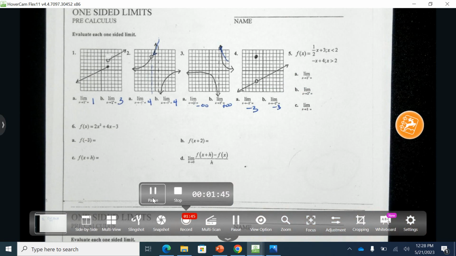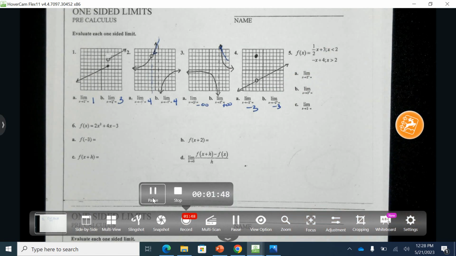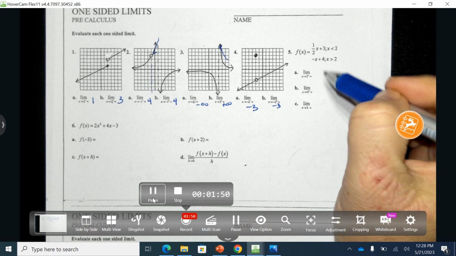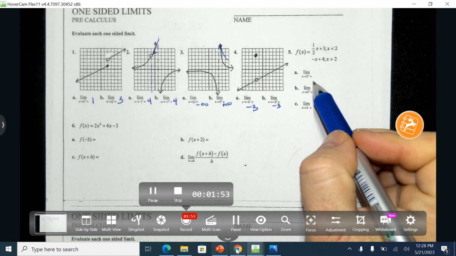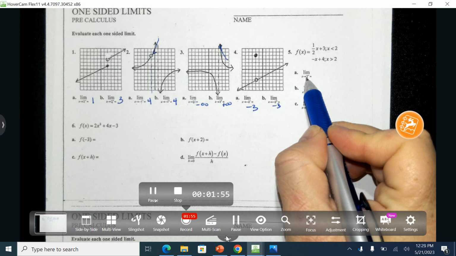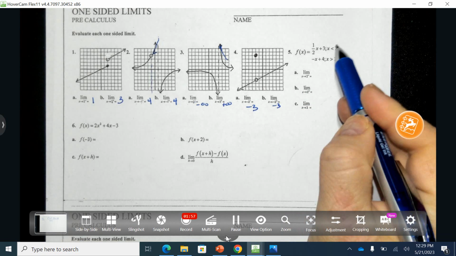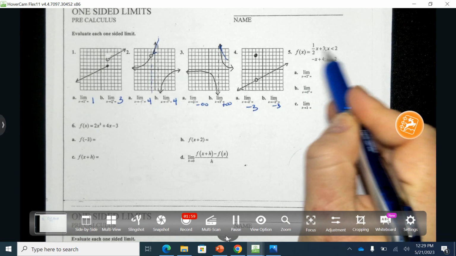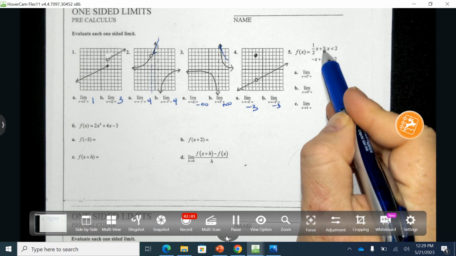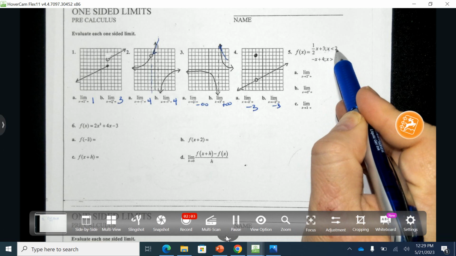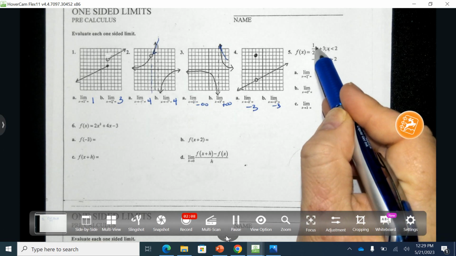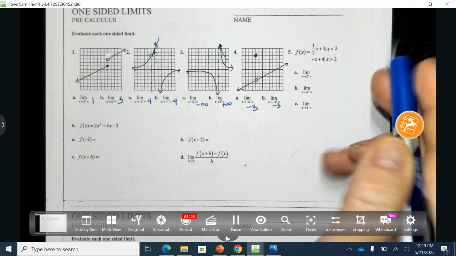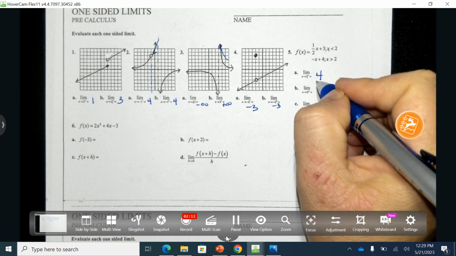Okay, let's take a look here and first try this algebraically. When it asks me to approach 2 from the left, I am going to choose the first part of the piecewise function because these are values that are less than 2. So in this function, I'm going to substitute 2. Half of 2 is 1, and 1 plus 3 is 4.